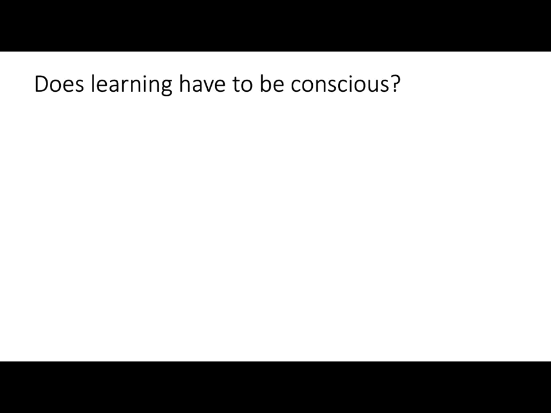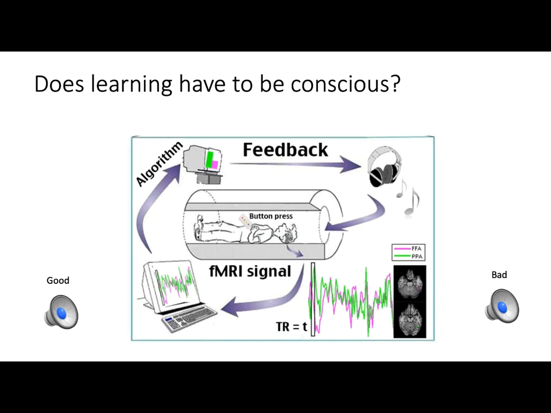So this is a study I did a few years ago. We brought people in. We put them in the scanner. And we looked at FFA and PPA. These are two visual areas. FFA is the face area. PPA is the house area. So two very well-described visual areas. And we just trained them on the difference between the signal, right? So we were looking at activity in these two regions at every time point.